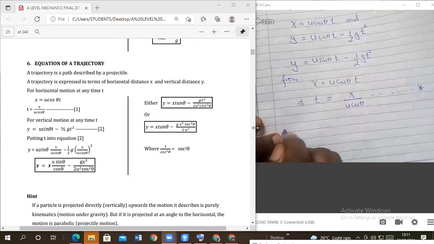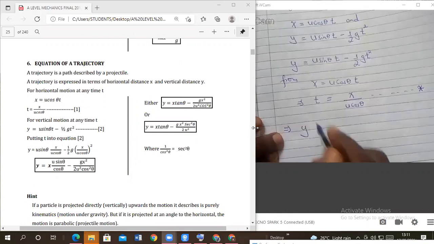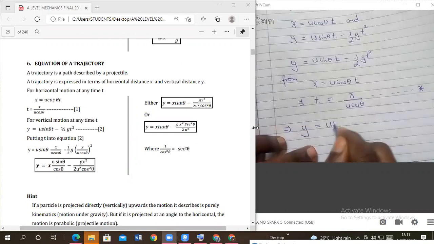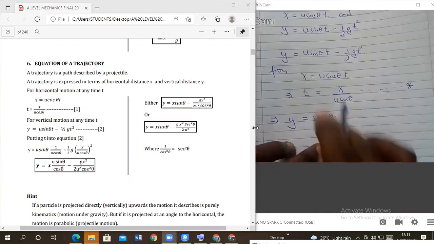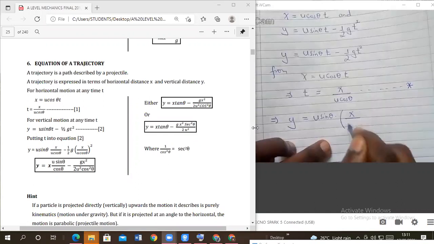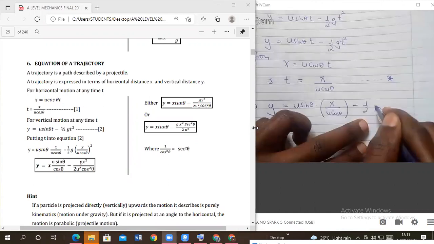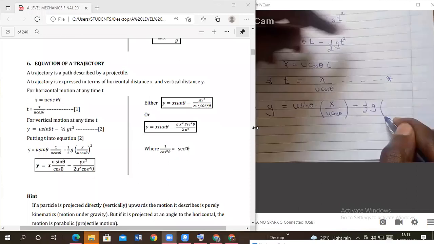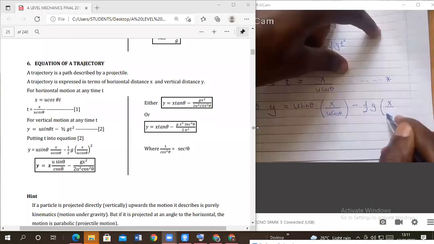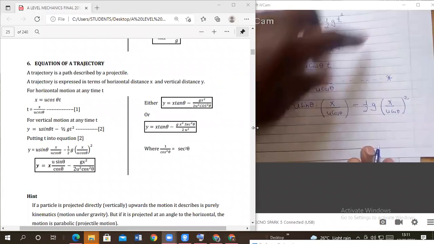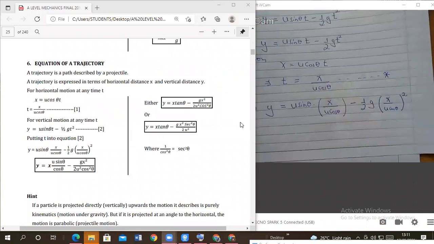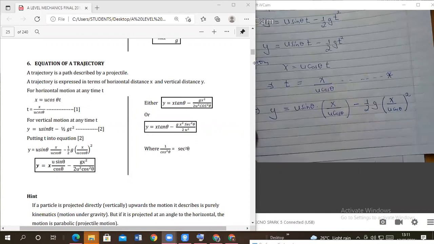Now it implies y equals u sine theta times t, which is x over u cos theta, minus a half g into t squared, which is x over u cos theta, all squared. Members, are we together? Yes. Good. So let's simplify that.